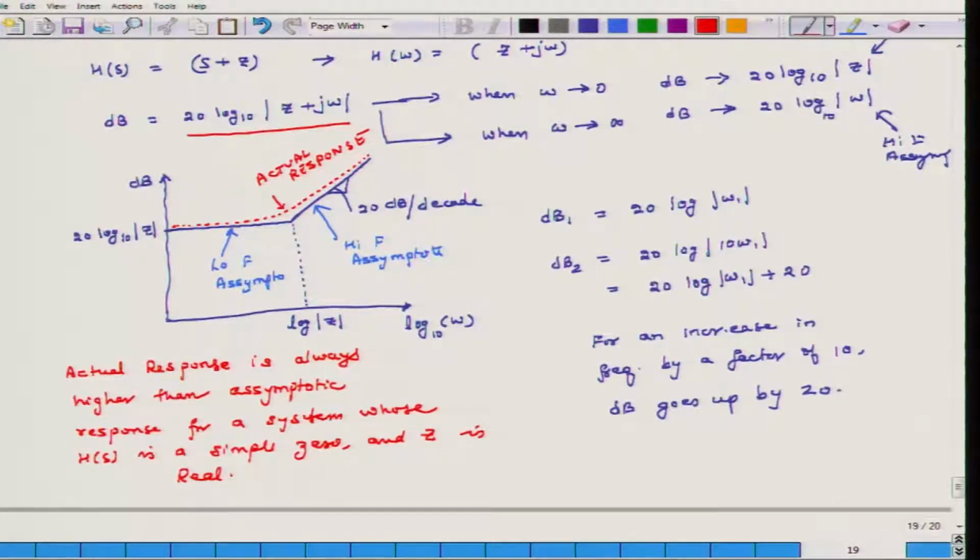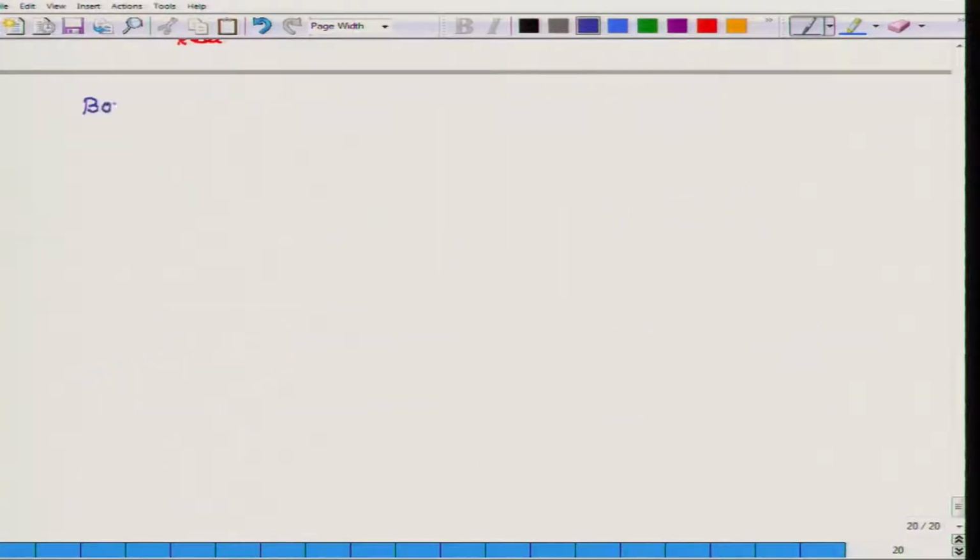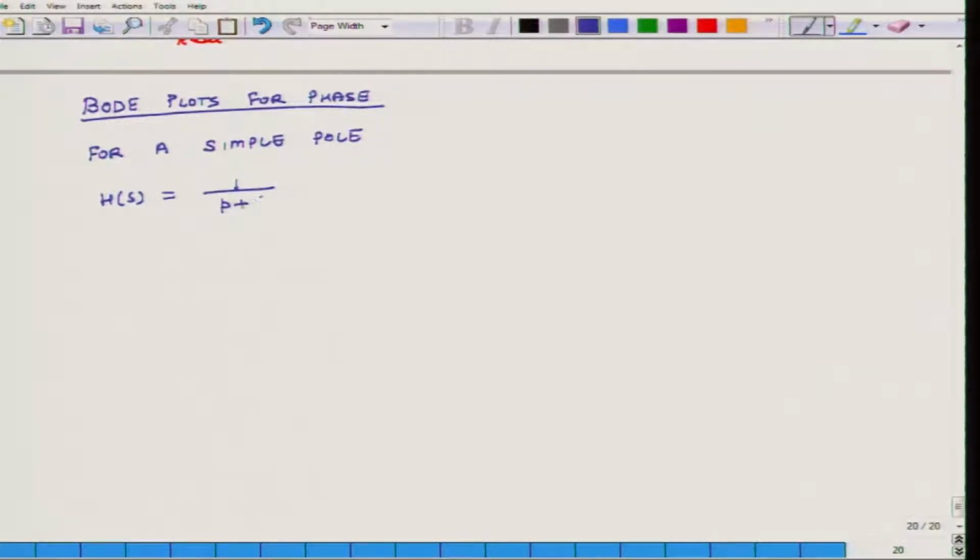The next thing we are going to do is develop their phase plots. Bode plots for phase. We will start with a simple pole. So, H of s for a simple pole, the transfer function is 1 over p plus s.